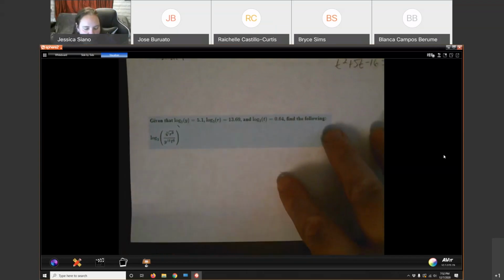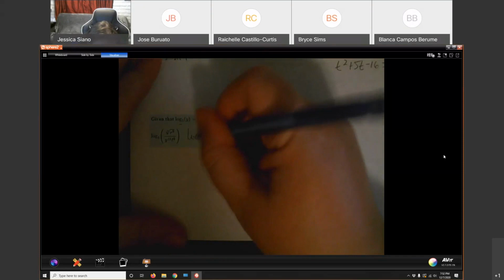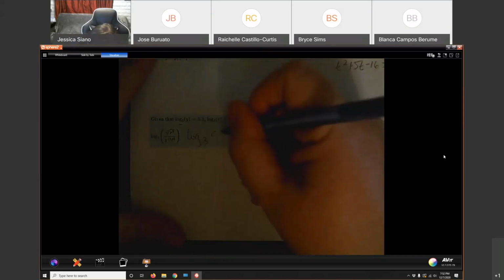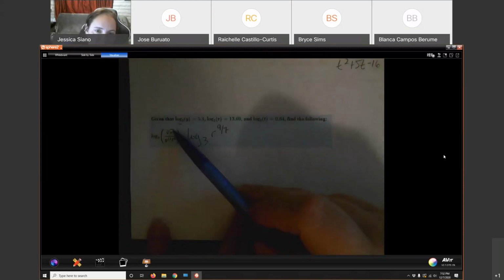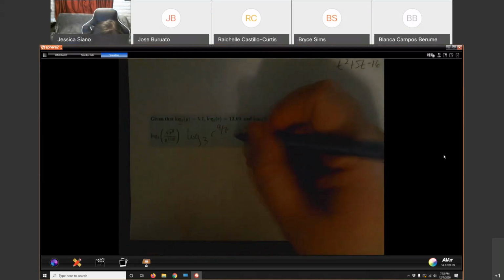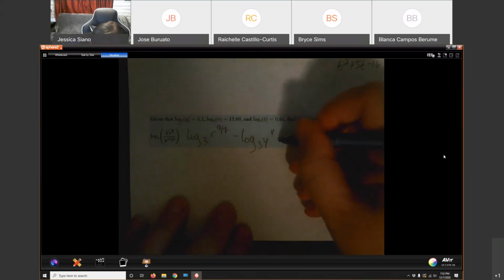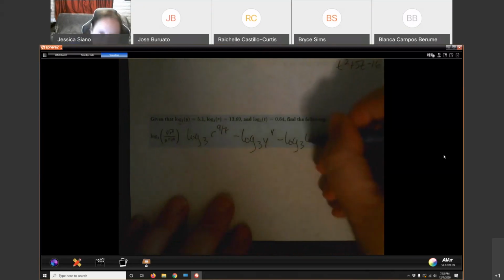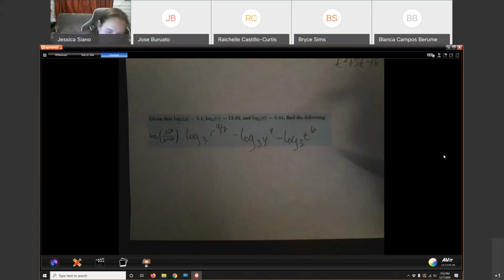Okay. And then here, remember, I don't pay any attention to this until I'm at the end. So I'm going to break this out and make it log base 3 of r to the 9/7, because remember, my exponent is my numerator and my index on my root is my denominator, minus log base 3 of y to the 11, minus log base 3 of t to the 6th. Anything in the numerator gets a plus, anything in the denominator gets a minus. And then I'm going to hop out my exponents.